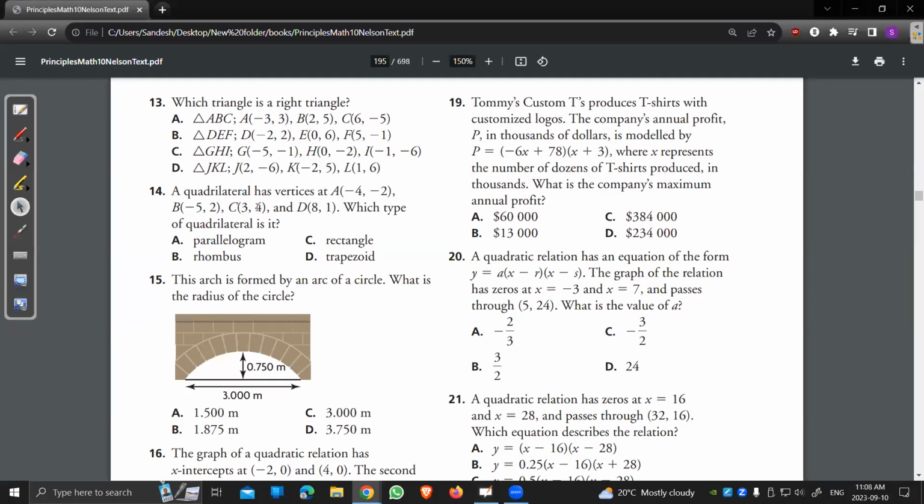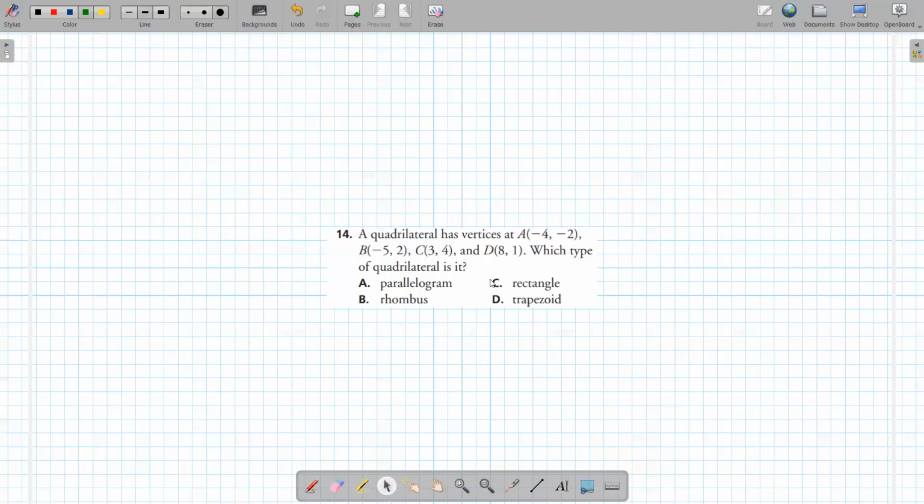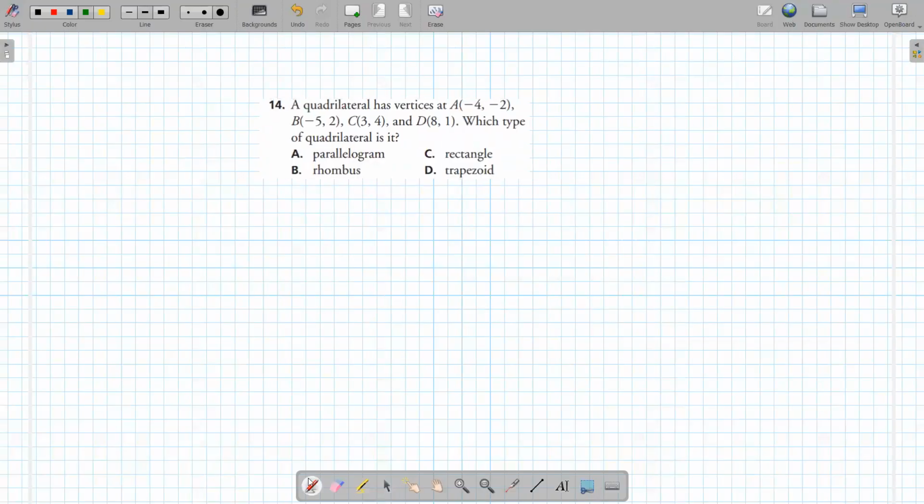So yesterday we finished off with question number 14, which was, how do we do this? It asked for what type of quadrilateral it is. I think we just sketched it, right? And it turns out it looks something like this. Let me just plug in my pen. What's the difference between a trapezoid and a parallelogram?